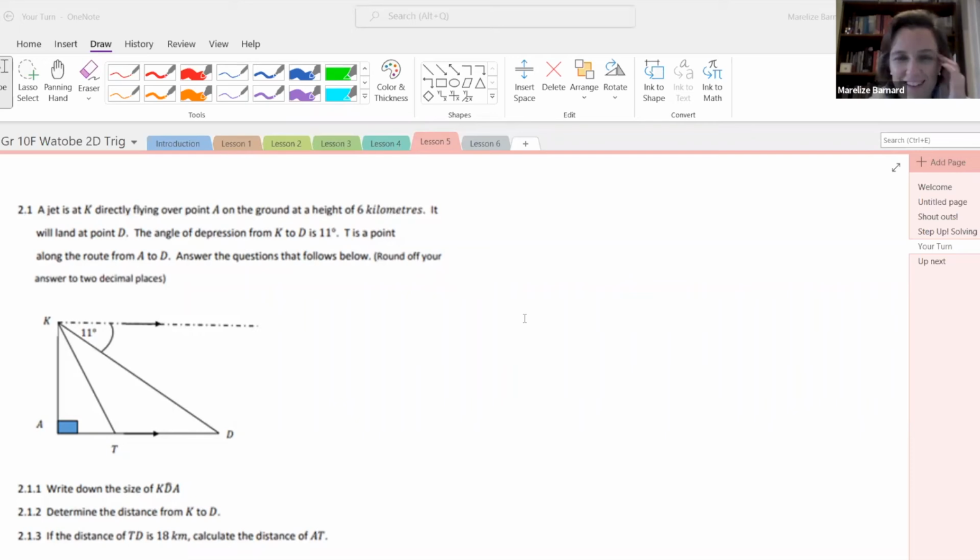Okay, so the first question says write down the size of KDA. Now, my head is telling me that the way I am seeing this, D is going to be equal to 11 degrees. Am I right or am I wrong? Okay, but I don't want to hear answers yet, okay? I just want you to think now, just to put your thinking cap on. So thanks for that. I think you've helped everyone by saying that. But for now, you must just put your thinking cap on, okay? Someone else had their hand up. Where's Sean? He had his hand up.